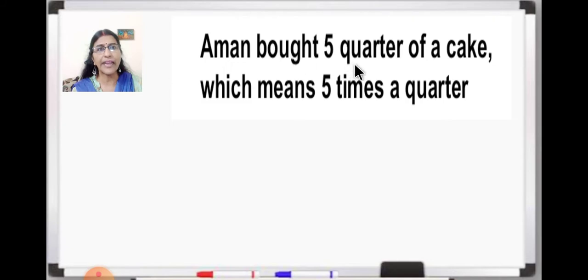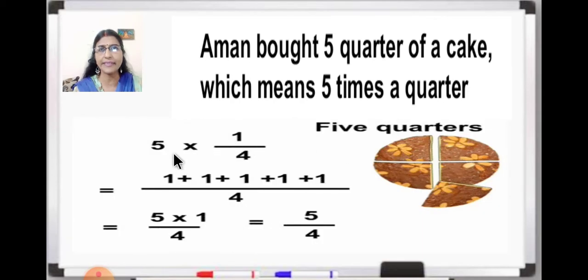Aman bought 5 quarters of a cake, which means 5 times a quarter. Now we will see how to write it. It will be written like this: 5 into 1 upon 4. You can see this is 5 quarters of a cake.